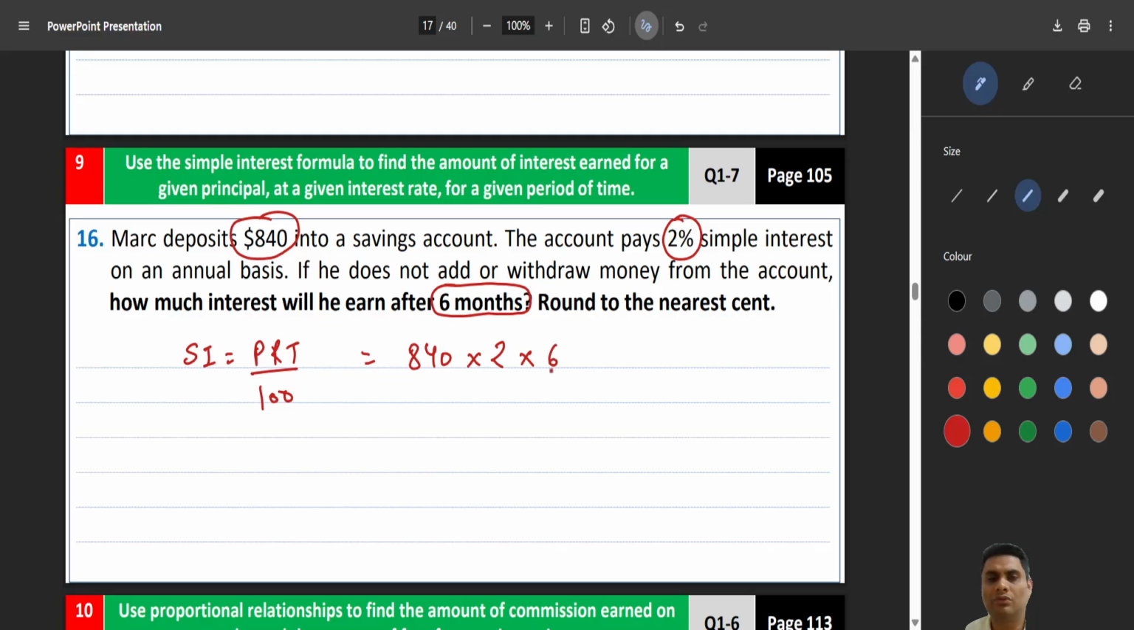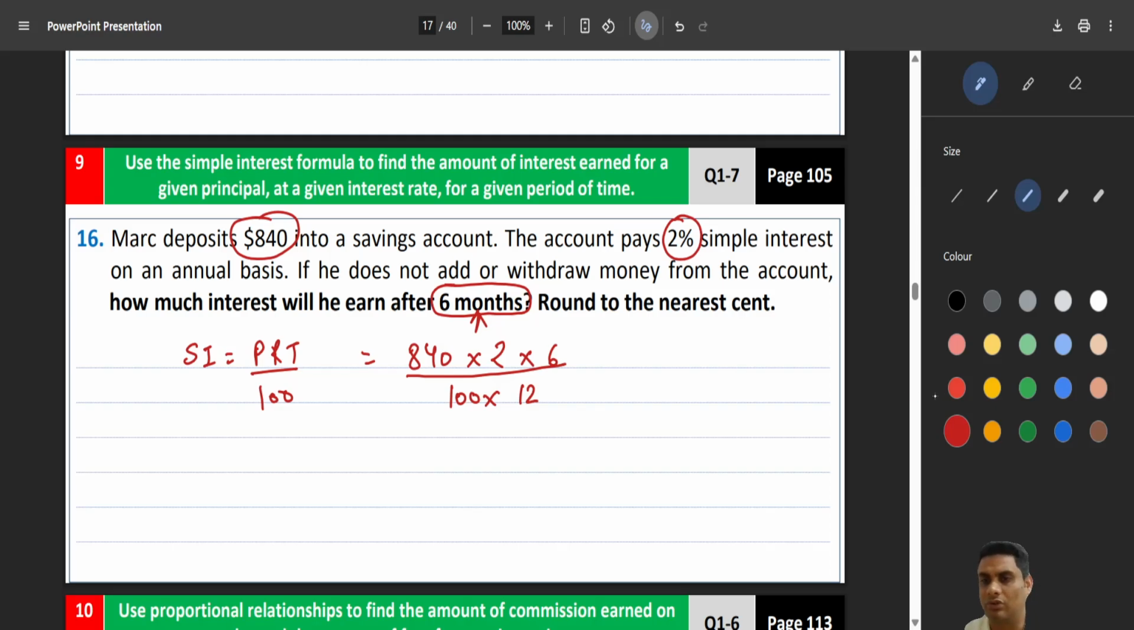So what will I do? How many months are there in 1 year? 12 months are there. So what will you do? Whenever the time is given in months, you have to divide by 12. Okay? You have to do what? Divide by 12. Whenever the time is given in months. So the months will change into years. If you divide by 12, the months will change to years. So that's why divide by 12 here.